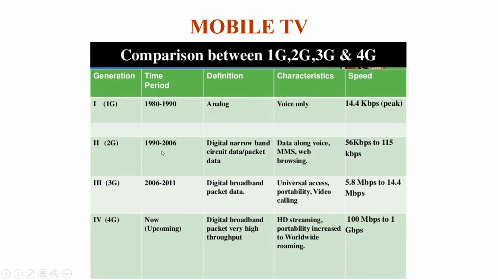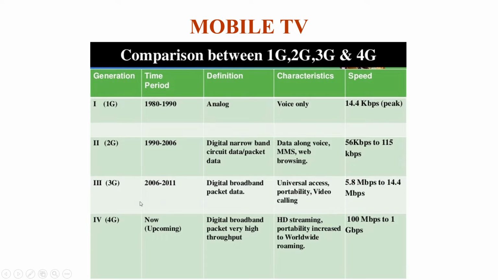Next is the second generation, 1990 to 2006, where we transmit with digital narrowband circuit data with a packet switching network. Packet data along with voice, MMS and web browsing was possible. The speed increased here, from 56 kilobits per second to 115 kilobits per second.